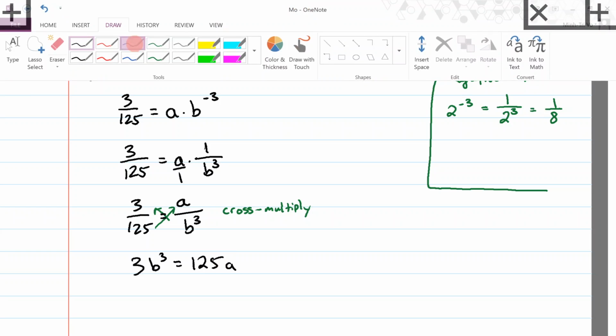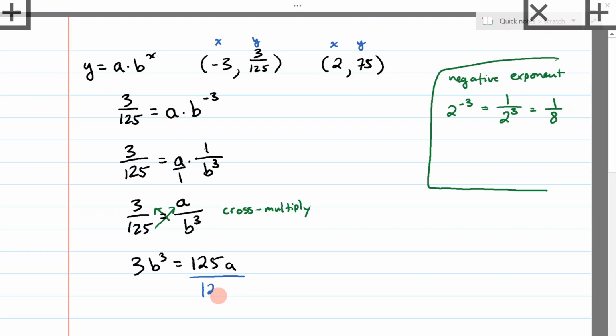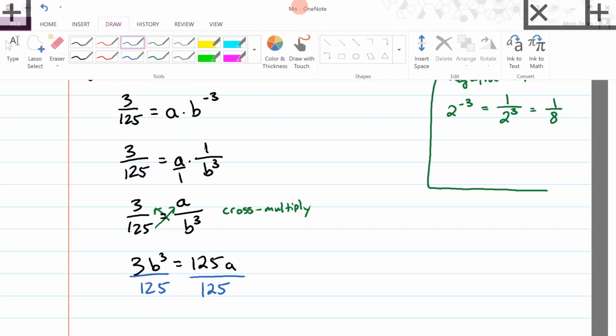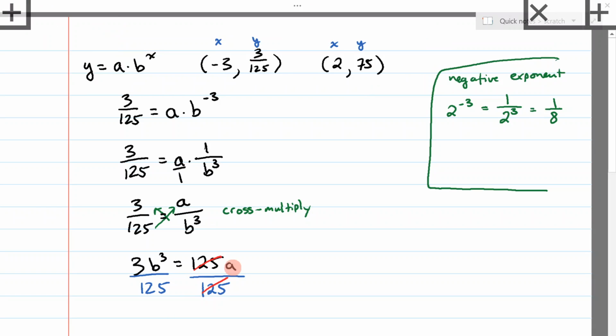I divide both sides by 125, and so I get that a is equal to 3b cubed over 125. Okay, so this is part 1.